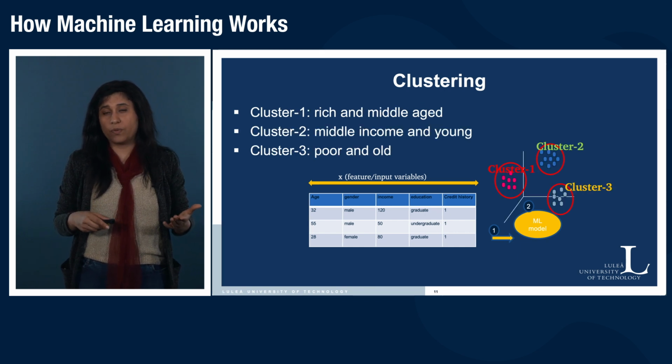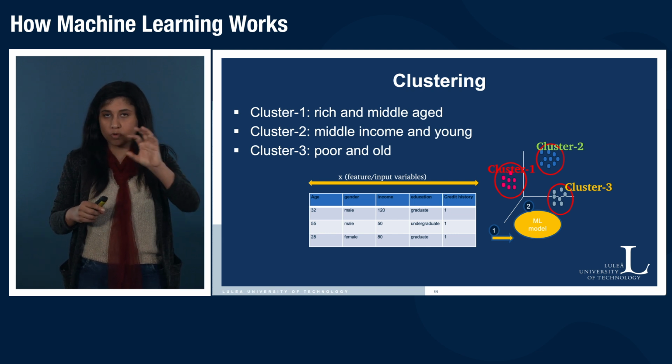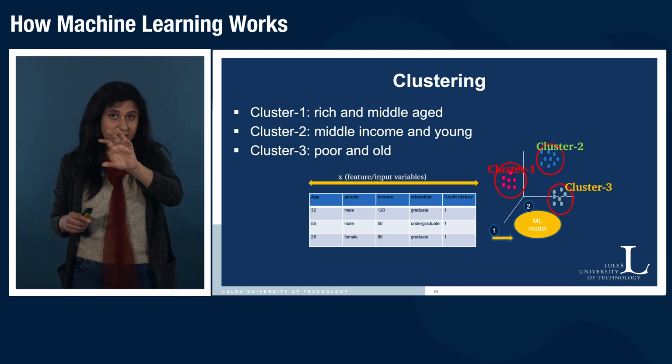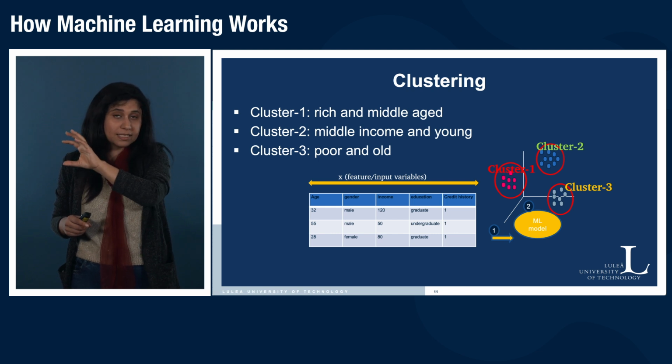Now we have the same example, but now we have unlabeled data and we want to group these data into clusters. Cluster 1 will have rich and middle age. Cluster 2 will be young, educated and middle income. And finally, cluster 3, we have young and low income.